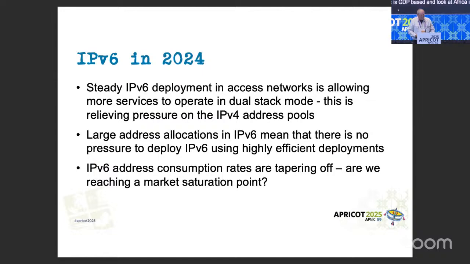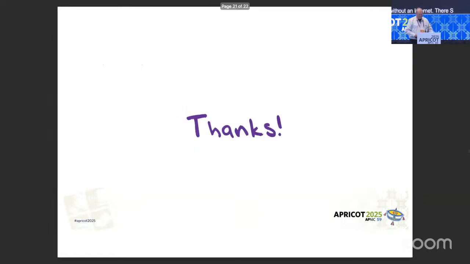So steady deployment, more services in dual stack. That's relieved the pressure on V4. The price remains stable in the market. Large allocations mean no one's really under any great pressure to advertise everything they get. The unadvertised pool is huge. Consumption rates are tapering off. The market as an entire market is saturating. So there's no great send addresses off to the masses who haven't got the internet. There's no one left. You're gonna have to colonize Mars if you want a new market. And that's my summary for the last 12 months in address deployment. Thank you very much.